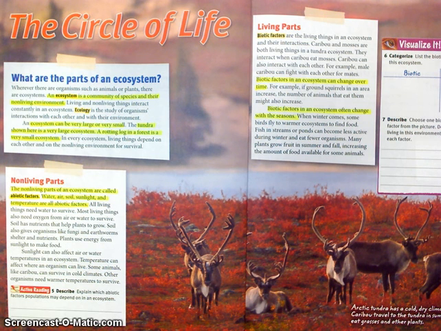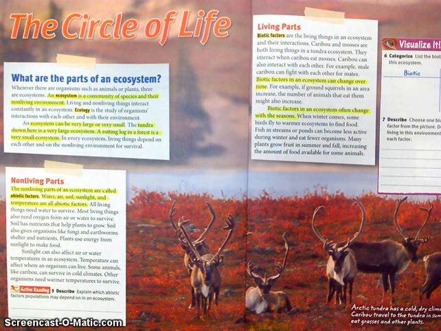I'm on page 494. What are the parts of an ecosystem? Wherever there are organisms such as animals or plants, there are ecosystems. An ecosystem is a community of species and their non-living environment. Living and non-living things interact constantly in an ecosystem. Ecology is the study of organisms' interactions with each other and with their environment.